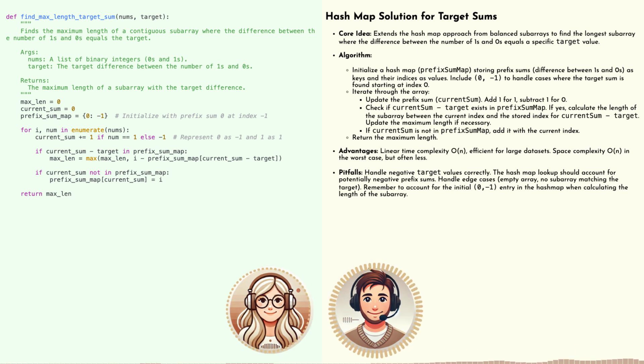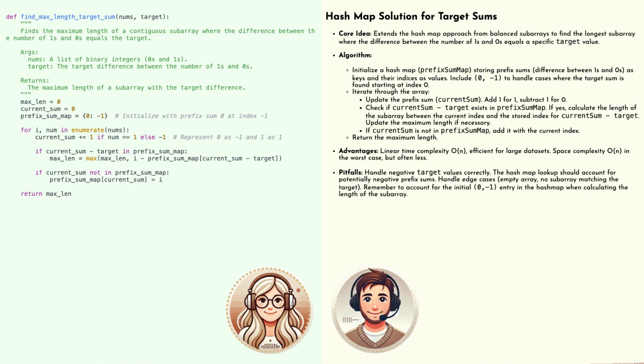Gotcha. Okay, so time and space complexity, are we still in good shape? Absolutely. We're still only going through the array once. Time complexity is that beautiful O of n. What about space? Space complexity is O of n as well, in the worst case, because our hash map could store all the unique prefix sums we encounter. Okay, so same complexity as before.